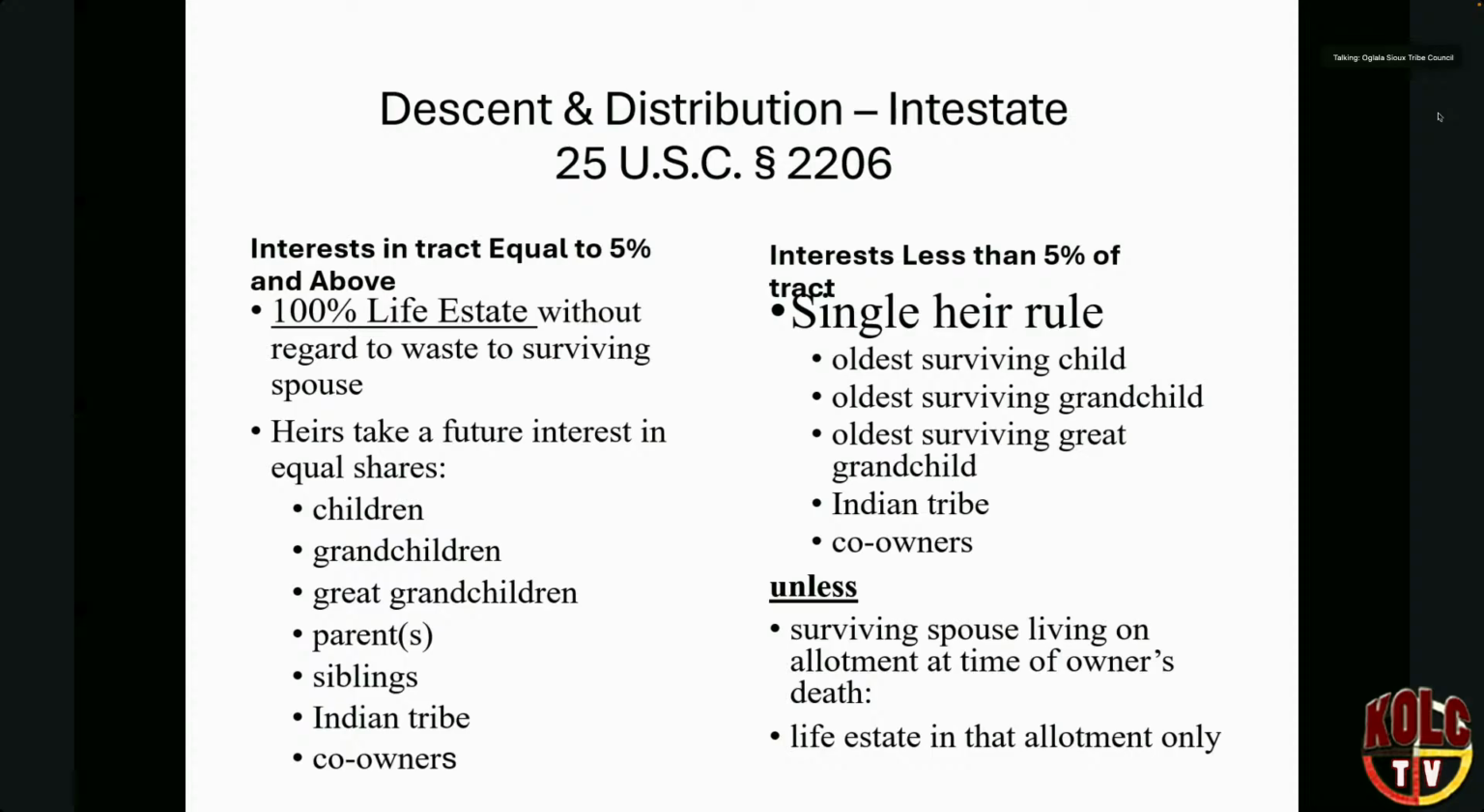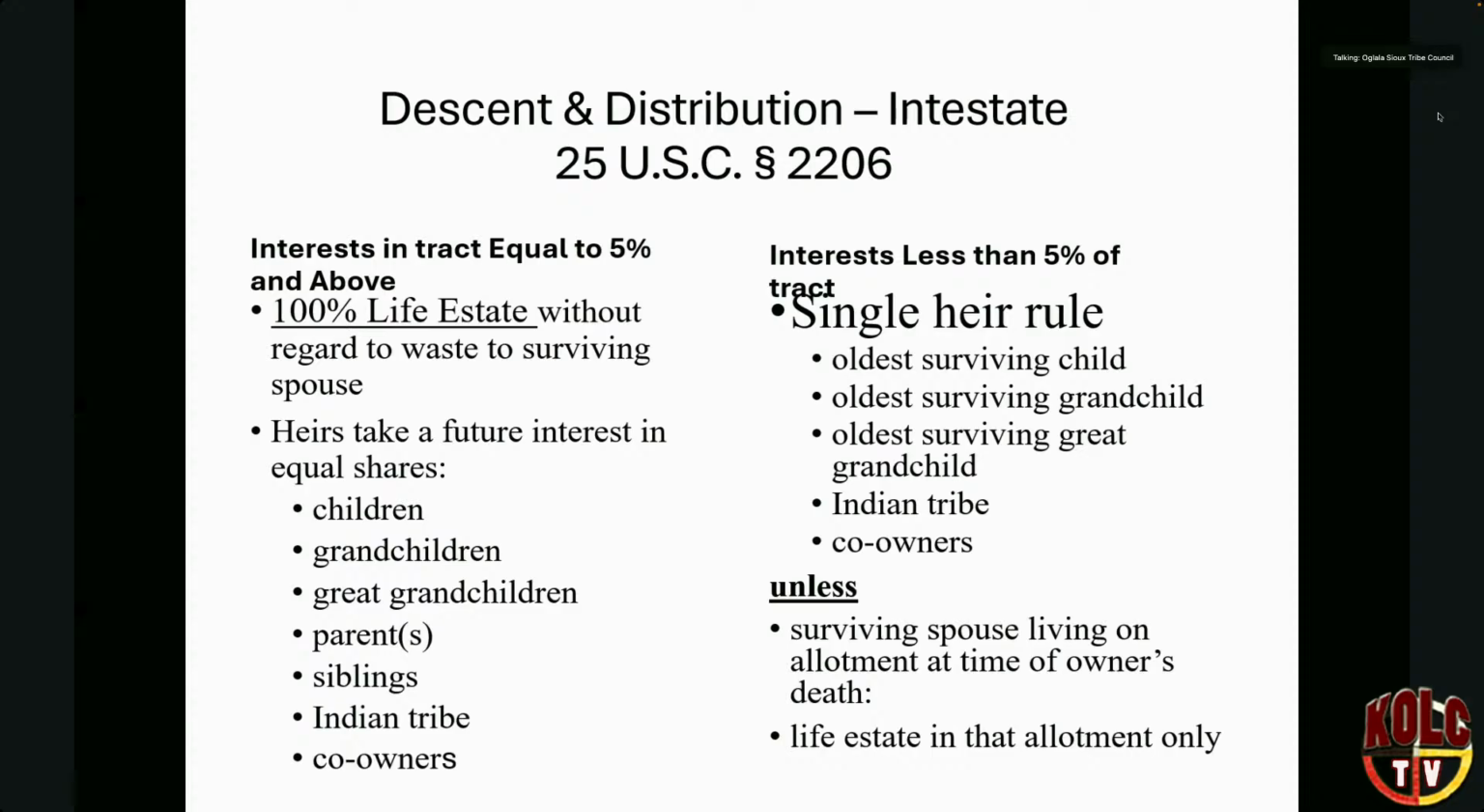After that life estate, the other eligible heirs take a future interest in equal shares, and it goes down in that order. It goes to children, grandchildren, great-grandchildren, parents, siblings, Indian tribe, and co-owners. So if there are no children, grandchildren, great-grandchildren, or parents, siblings, then it goes to the Indian tribe, and then to the co-owners.